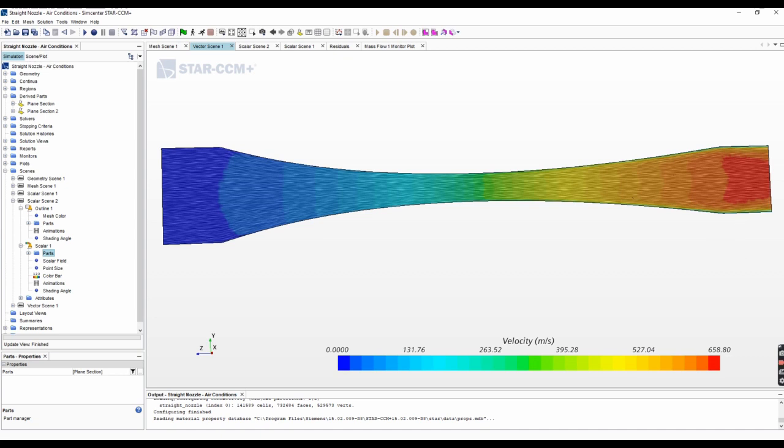In the vector scene, we can see the effects of this pressure-driven flow. The maximum velocity achieved was 658 meters per second. This was 4.8% higher than the calculated velocity. We are happy with the low percentage error.